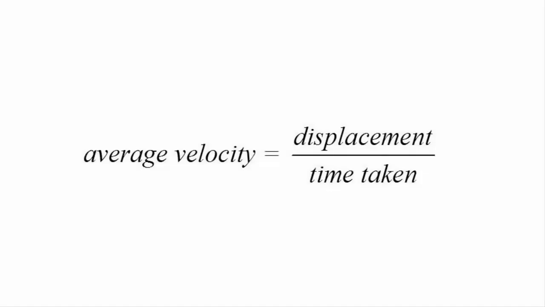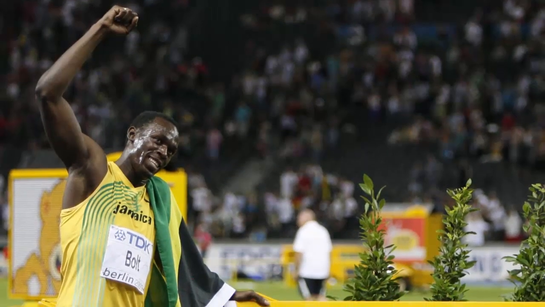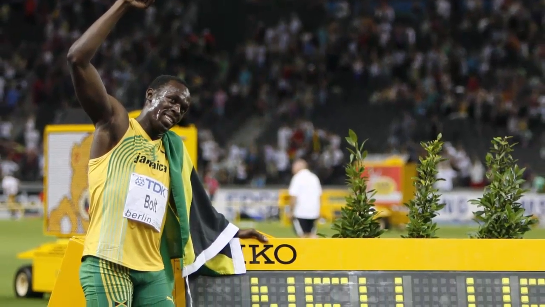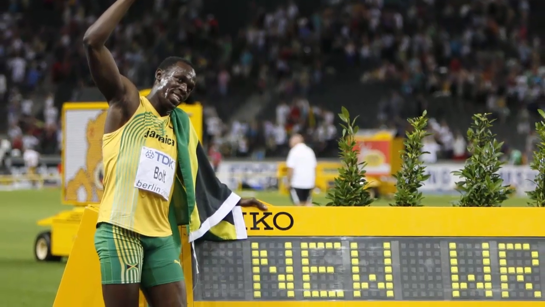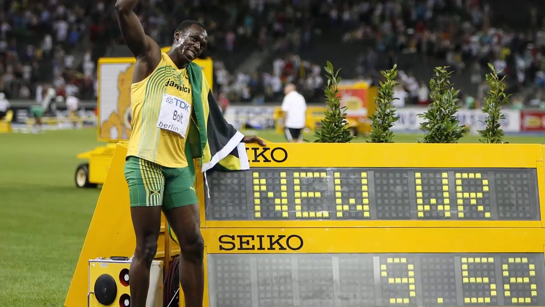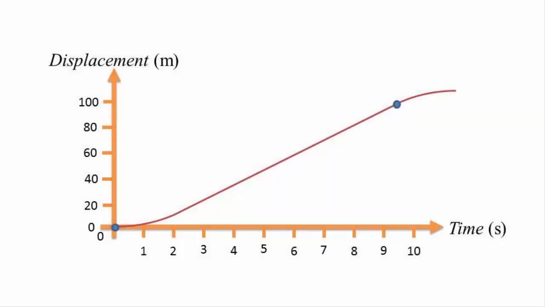Previously, we have defined average velocity being the change in position or displacement divided by the time taken. We watched the video of Usain Bolt running at the World Championships in Berlin in 2009, where he broke the world record for the 100-meter sprint. We can plot Usain's displacement as a function of time, and it might look something like this graph, where he starts off slow, then speeds up before slowing down again after passing the finishing line.